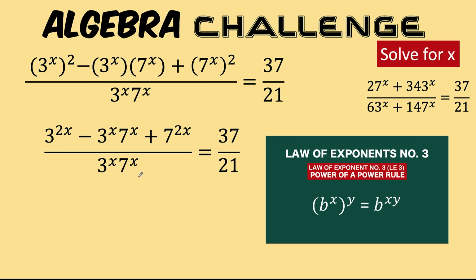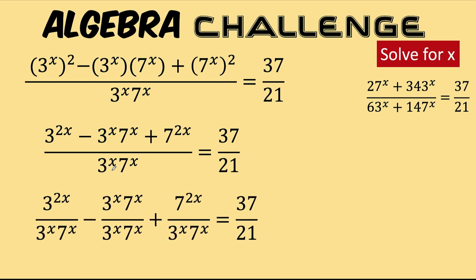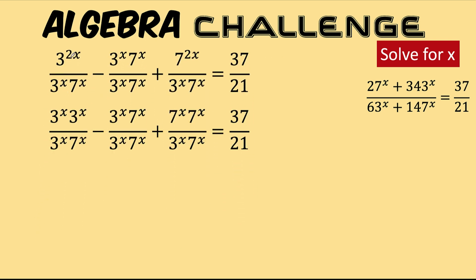So we can distribute the monomial divisor to each of the terms in the numerator to have 3 terms like this. Then, let's simplify. Notice that this 3 raised to 2x is just the same as 3 raised to x times 3 raised to x. The same explanation applies to this part here. Now, simplifying 3 raised to x divided by itself is 1. Then, this part here is also equal to 1. Then we can also cancel out 7 raised to x divided by 7 raised to x.